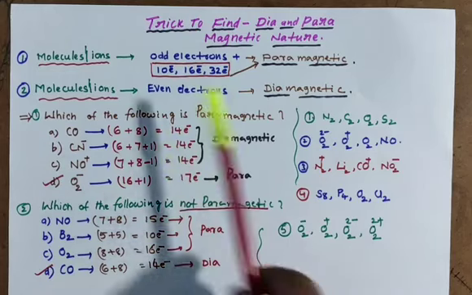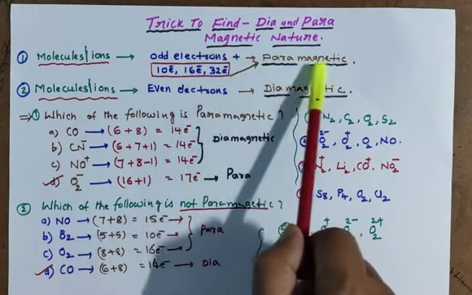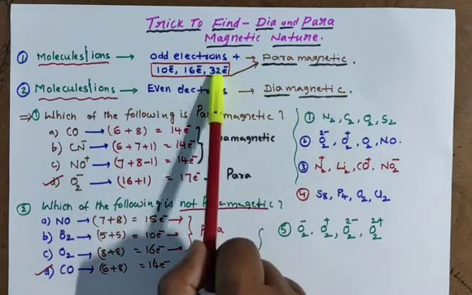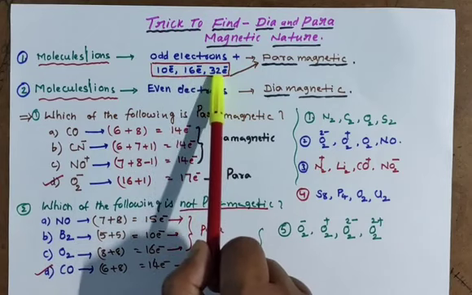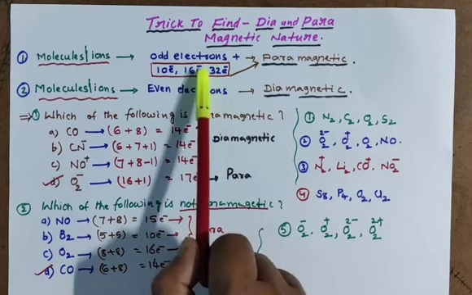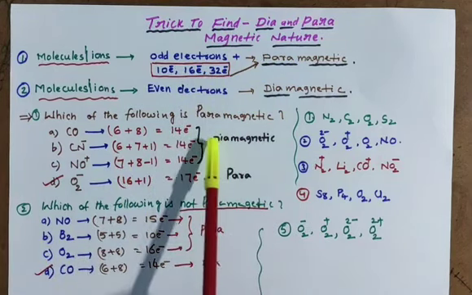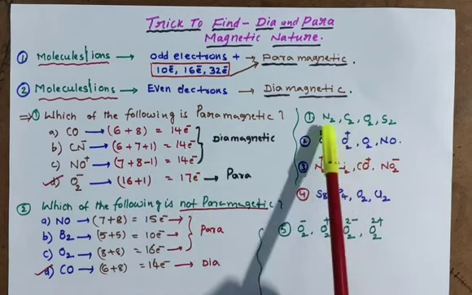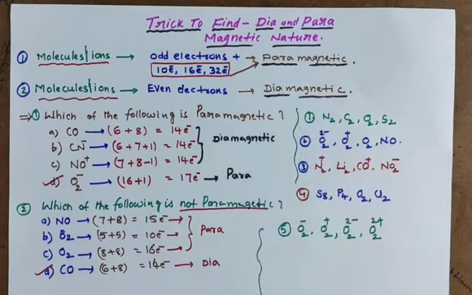So students, you have to remember that molecules or ions which have an odd number of electrons are paramagnetic. Even number of electrons, diamagnetic, with some exceptions: 10 electrons, 16 electrons, 32 electrons. Though these are even numbers, they exhibit paramagnetic nature. This you have to remember as an exceptional case. Two questions from NEET and JEE I explained, and the others I gave for your practice. Practice which one is dia, which one is para, by calculating the number of electrons in the given compound.